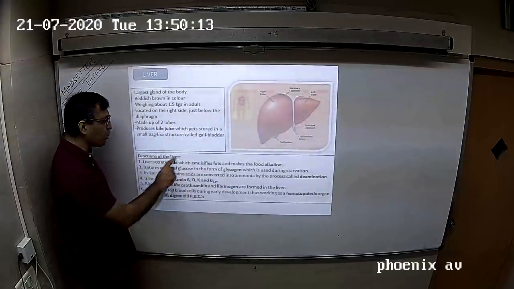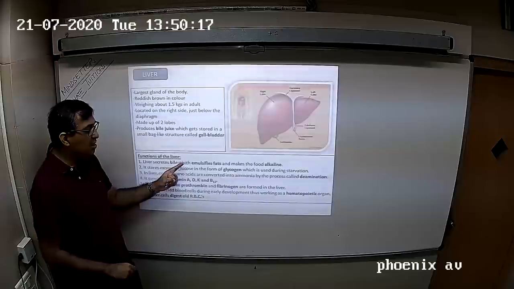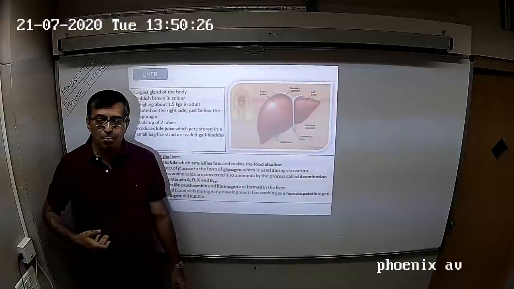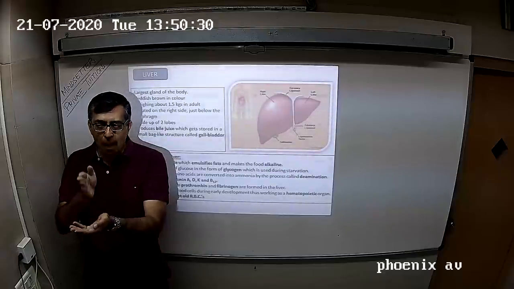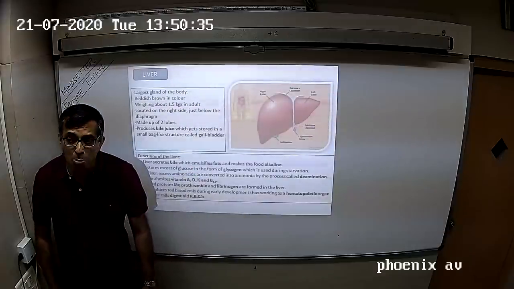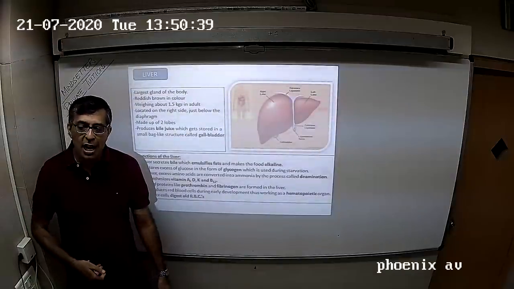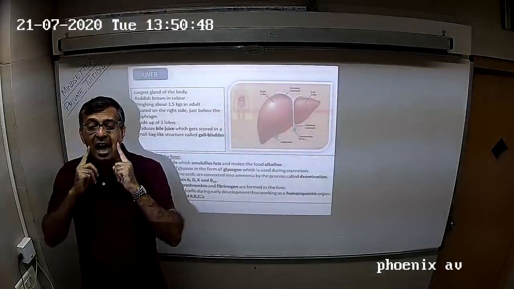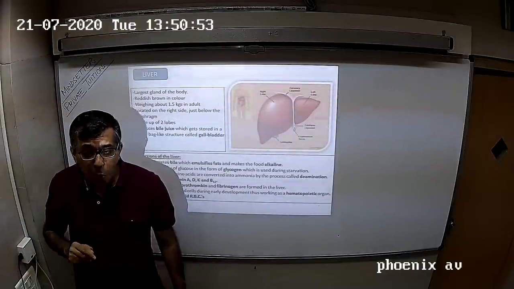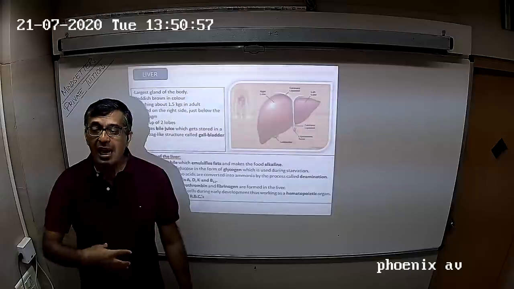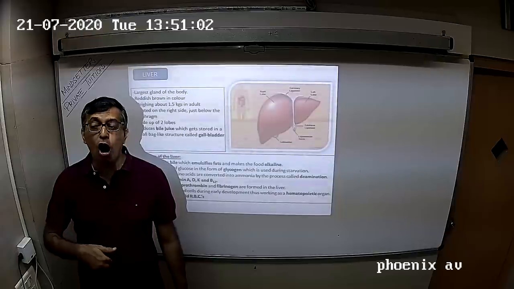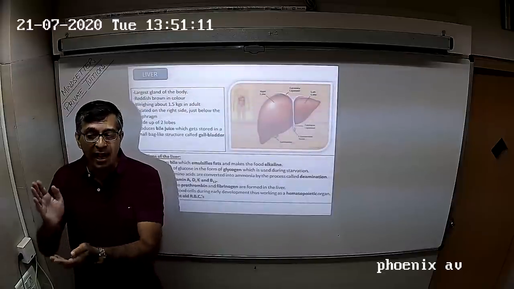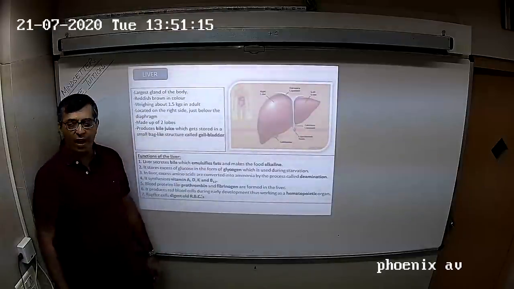So let's understand what are the functions of the liver. The liver produces bile which emulsifies fat and makes the food become alkaline. Bile helps in the breakdown of fats. Breakdown of fats is scientifically called emulsification. So liver se bile banta hai, jo duodenum intestine mein jaake fats ko break down karta hai. Then if you have understood, in the mouth salivary amylase helps in breakdown of carbohydrates, starch into maltose. In the stomach, pepsin helps in the breakdown of proteins. And in the liver, bile is produced which enters the intestine and helps in the breakdown of fats, which is called emulsification of fats.